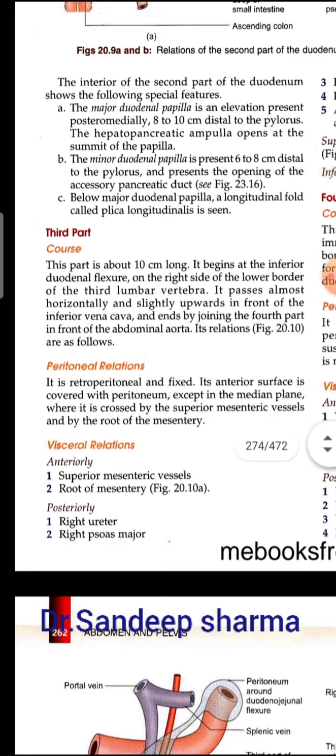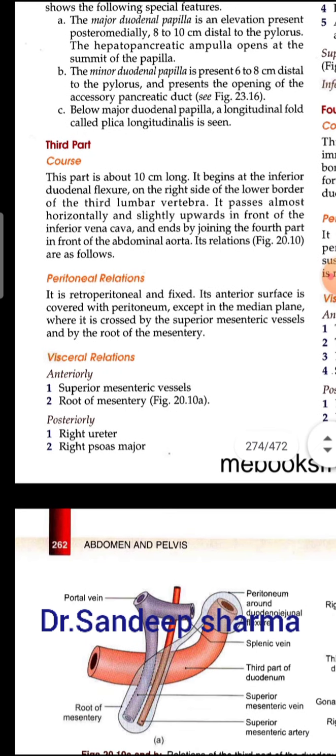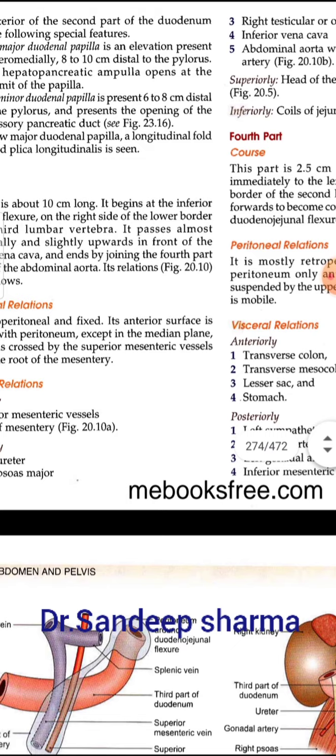Peritoneal relations: it is also a retroperitoneal organ and is fixed. The anterior surface is covered with peritoneum. It also has no peritoneum in the median plane. Visceral relations: anteriorly it is related to the superior mesenteric vessels and roots of the mesentery. Posteriorly the right ureter will come, and the right psoas major muscle.